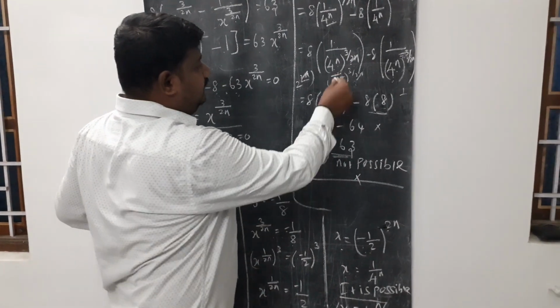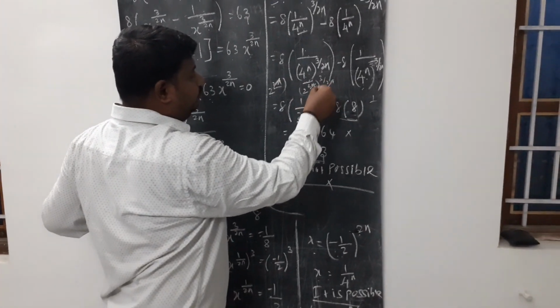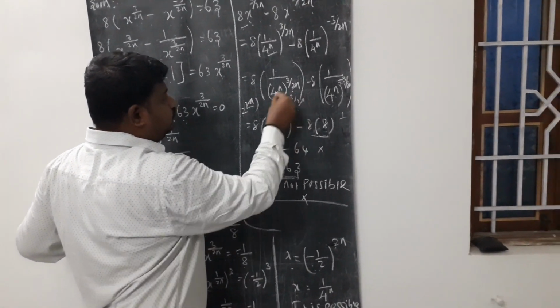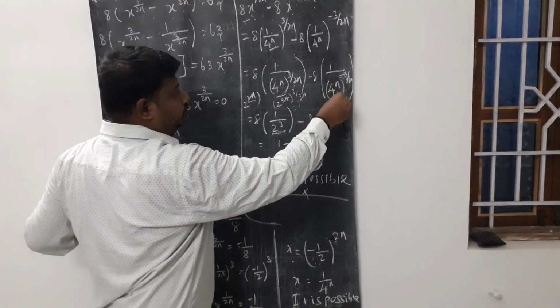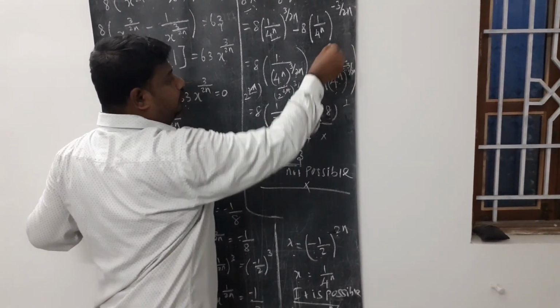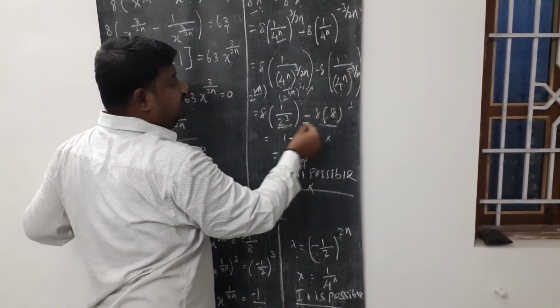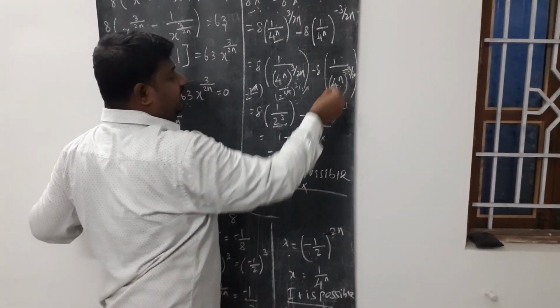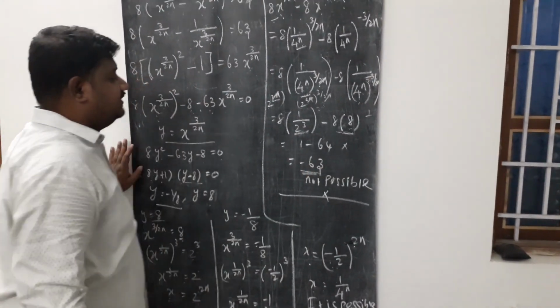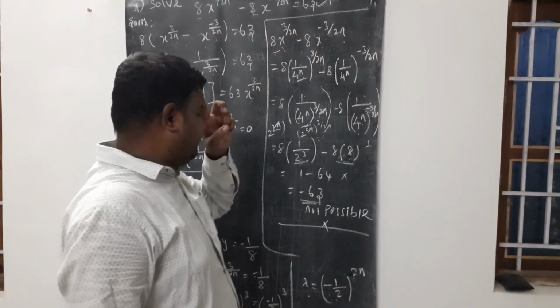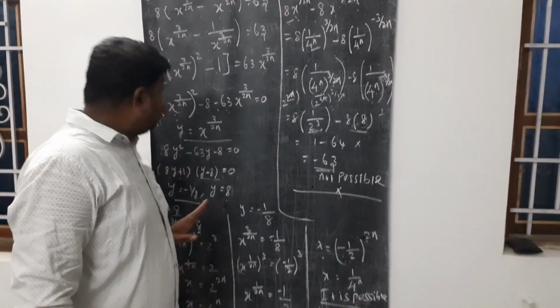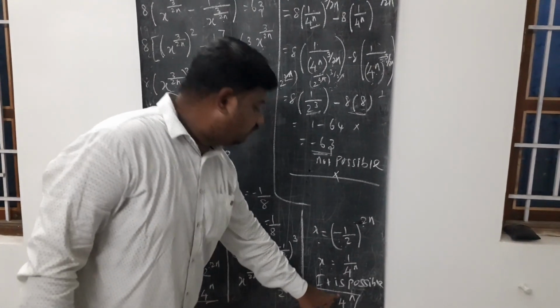Once again I am telling, this 2 power 2n, 2n cancels, you can get 1 by 2 cube. So here the value is 2 cube. Here the minus, so you can go to the numerator. So in your denominator 8, here the numerator is 8 because of the minus. So if you solve this, you can get minus 63. Here the question is plus 63. Therefore it is not possible. Therefore the only x value is x is equal to 4 power n.